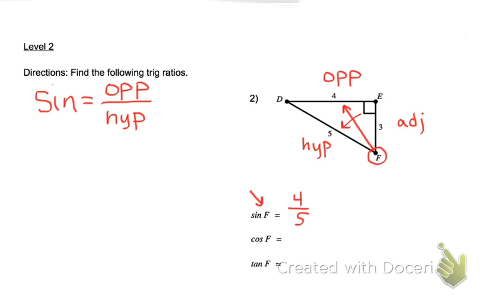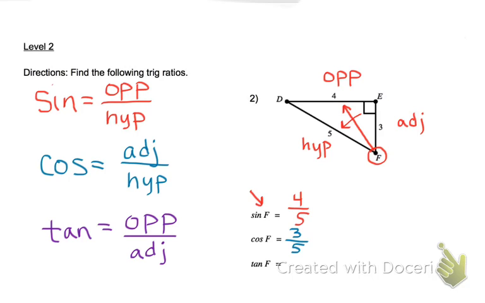Next is cosine. Cosine is adjacent over hypotenuse, so my adjacent side I already have labeled is 3, and the hypotenuse is 5, so 3 over 5. And then last one is tangent. Tangent is opposite over adjacent. My opposite side labeled is 4. My adjacent side that's labeled is 3.